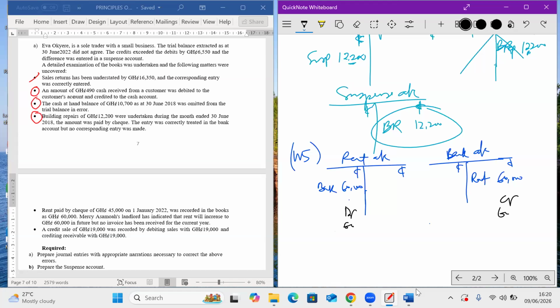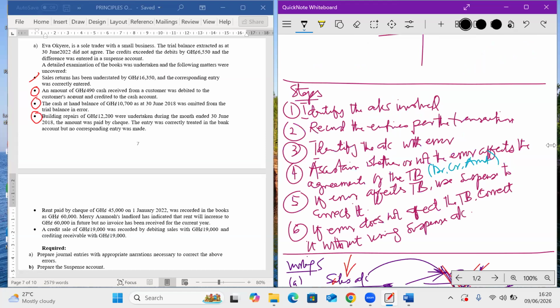We realized that both of the accounts have errors because the entries shouldn't have been that way. But then those errors, do they affect or do they not affect? Look at the double entry and the amounts. If the amounts are the same and the double entry is done, it doesn't affect, but it's an error. In such a case, ascertain whether or not the errors affect the agreement or the trial balance.